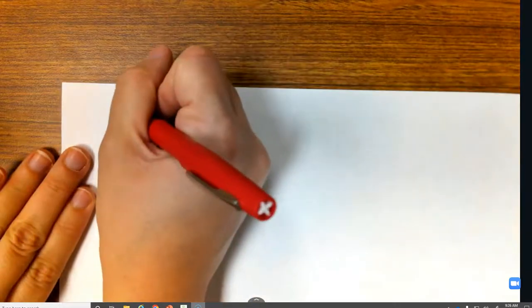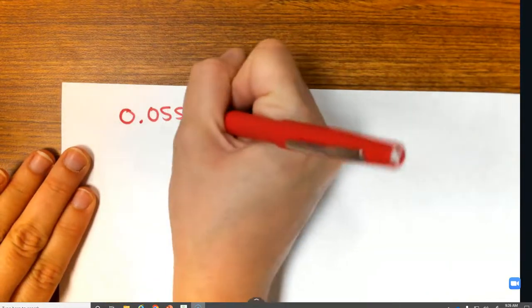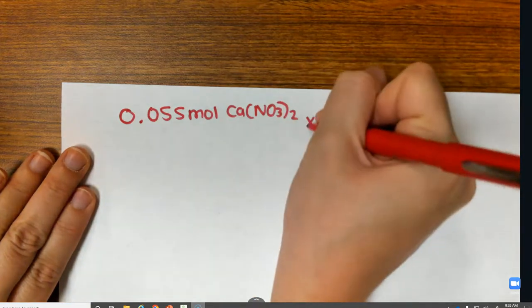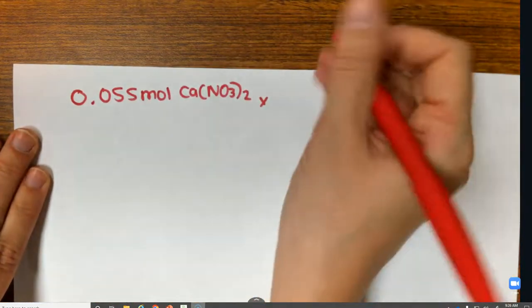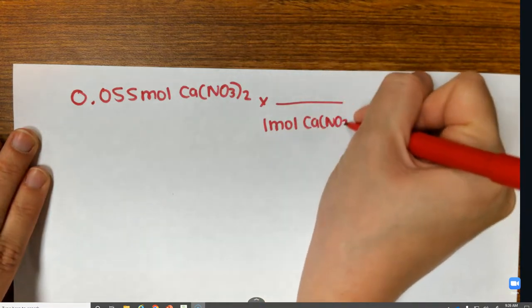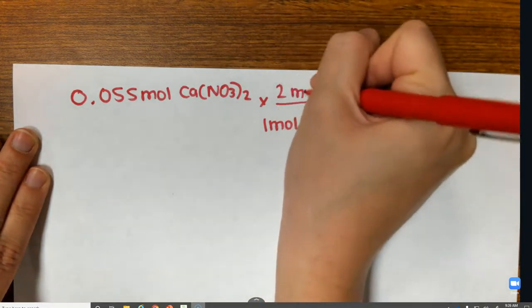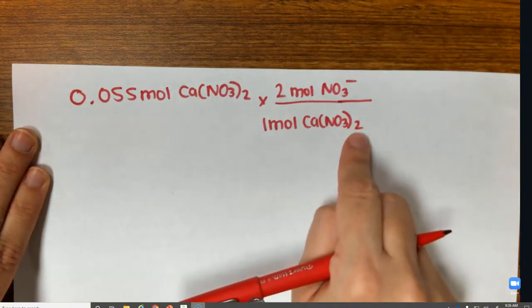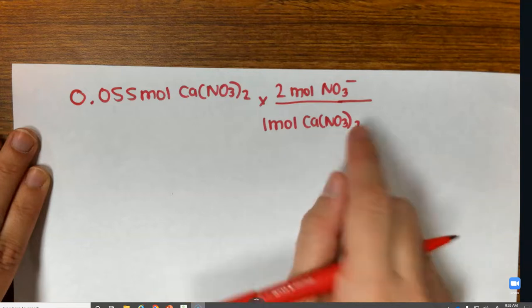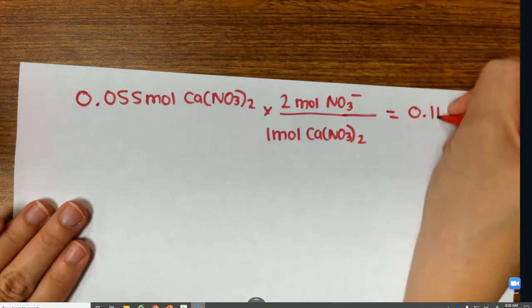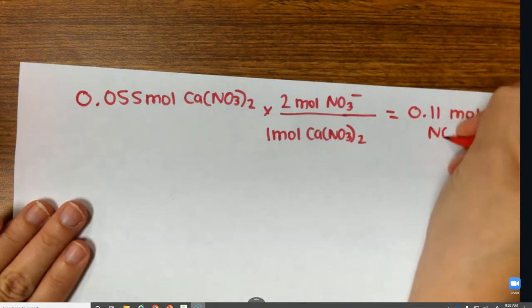I started with 0.055 moles of calcium nitrate. Now, we do need to pay really close attention because it has a subscript that tells me that every 1 mole of calcium nitrate has 2 moles of nitrate ions, because that subscript means that there are 2 of those in every one of the whole thing. So that ends up being 0.11 moles of nitrate initially.